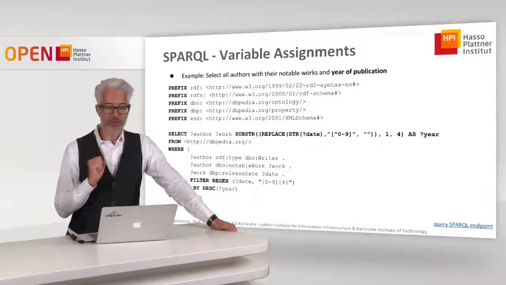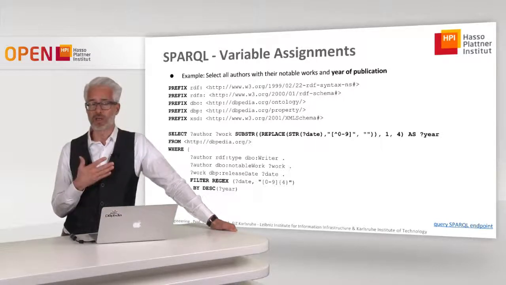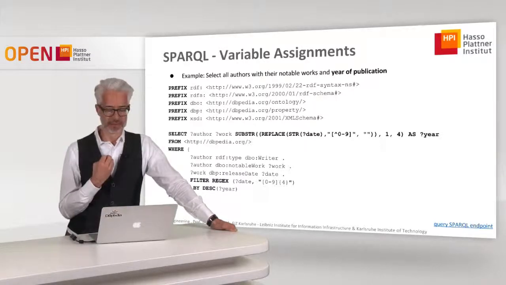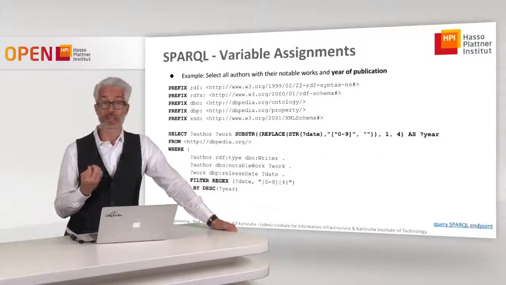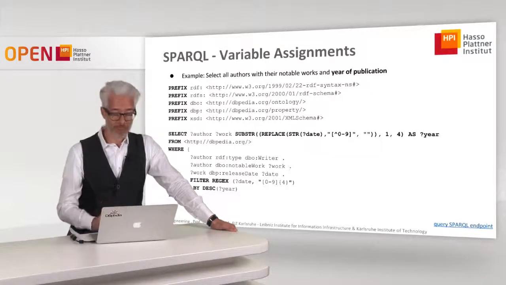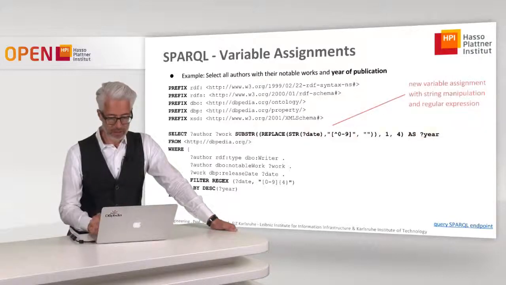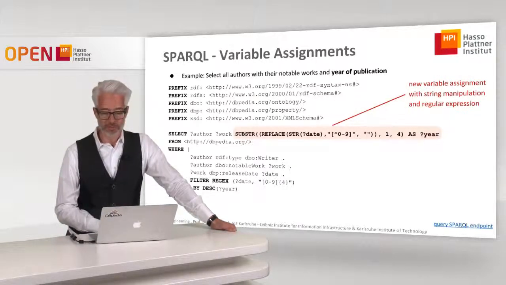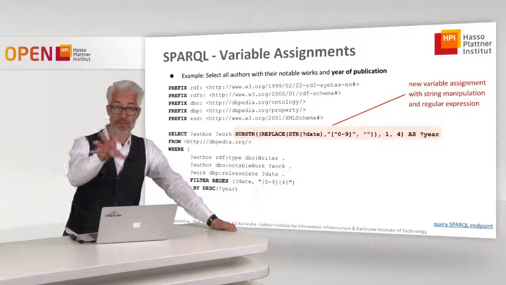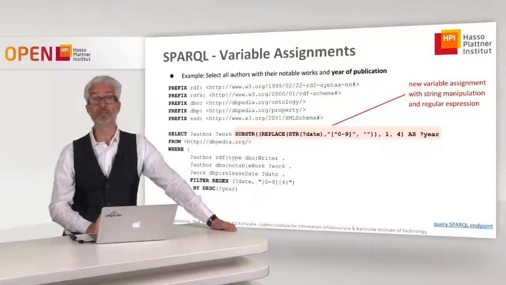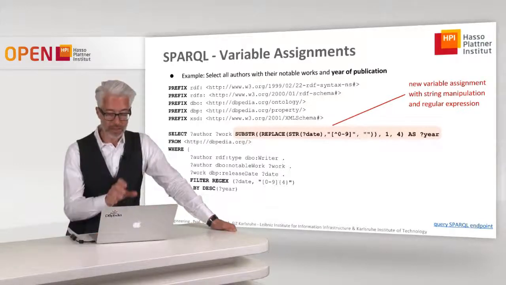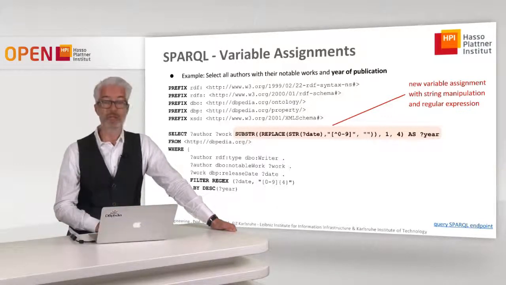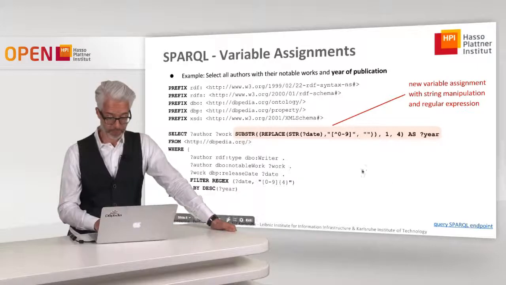Okay, now let's try to make something even more sophisticated. We can use, for example, a regular expression and string operations which are available in SPARQL. Let's have a look on what we are doing here. So we have a new variable assignment, so the result of the operation that you see here will be interpreted as the variable year, and we do a lot of string manipulation there. So let's have a look, what are we doing?